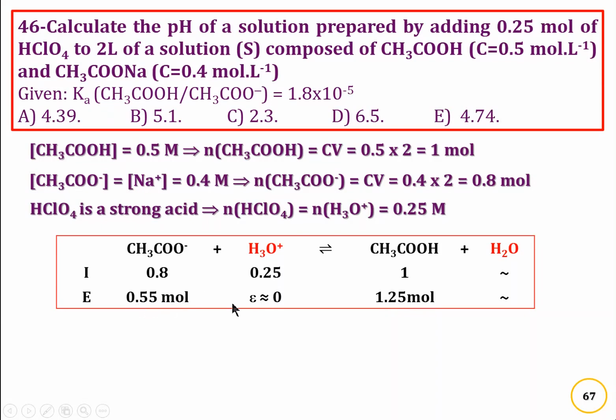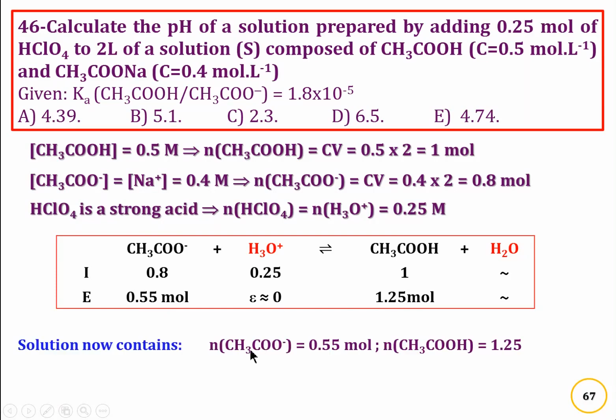Between the acetate formed at equilibrium and the acetic acid at equilibrium, we will have a reaction of exchange: acetic acid plus water gives acetate plus H3O+, but this reaction is limited. So the quantities of acetate and acetic acid after exchange between them are practically equal to the initial quantities: 0.55 mole for CH3COO- and 1.25 mole for acetic acid.